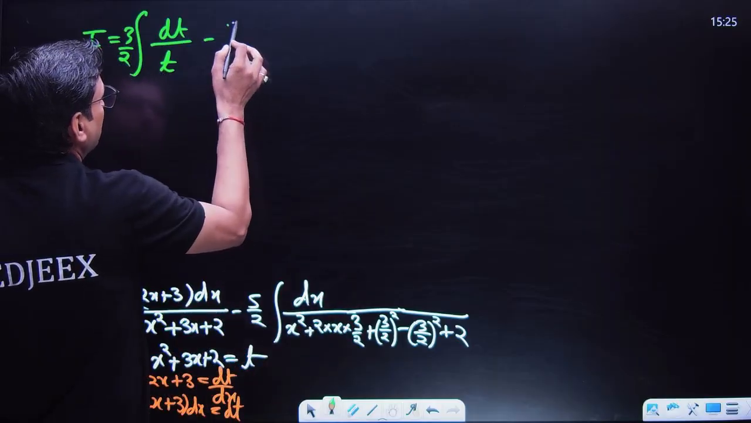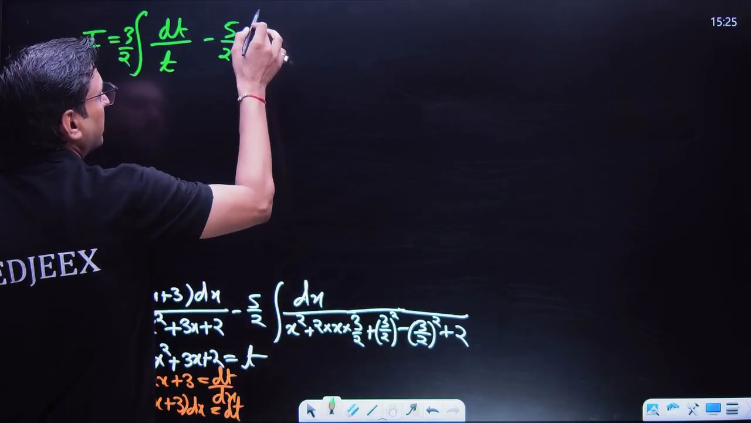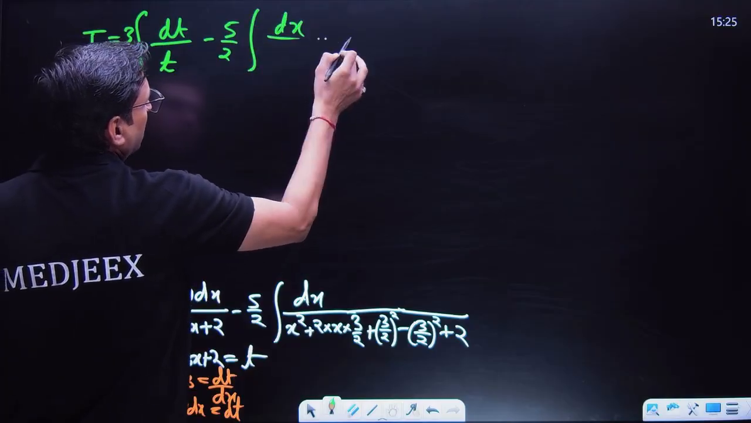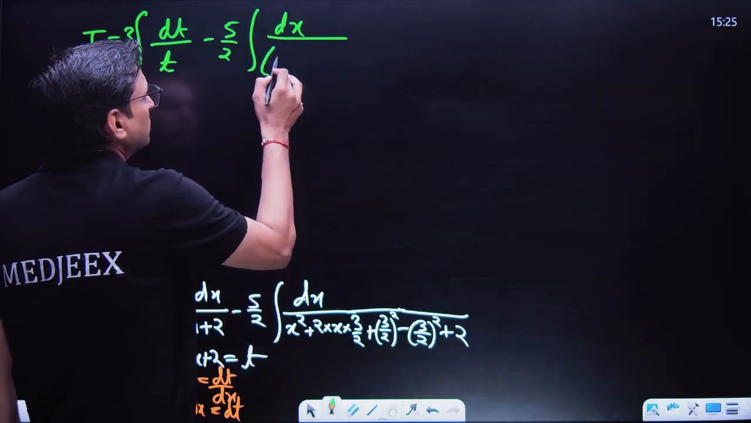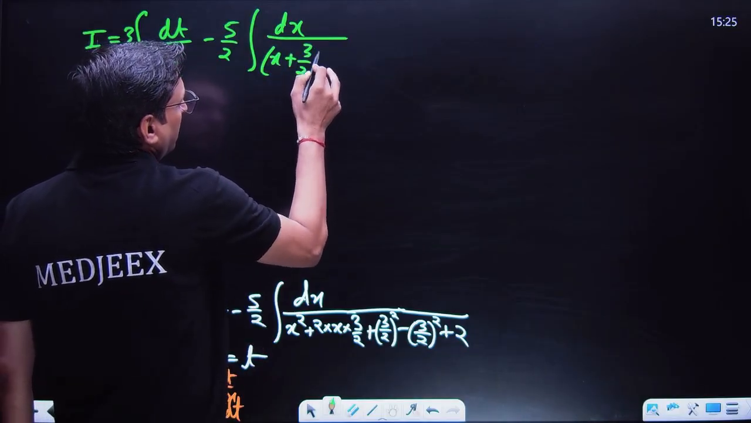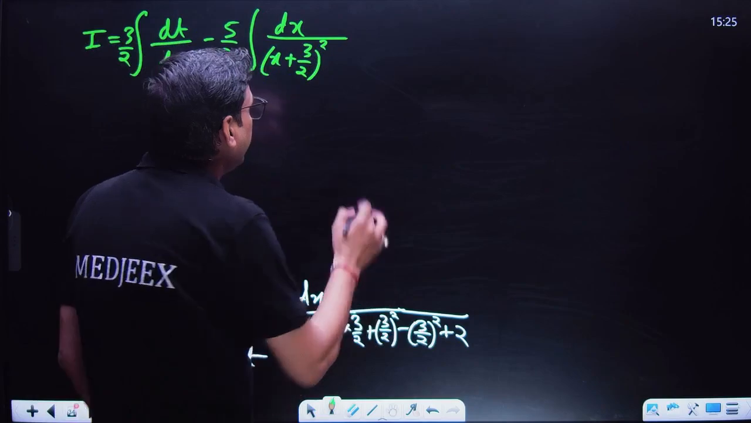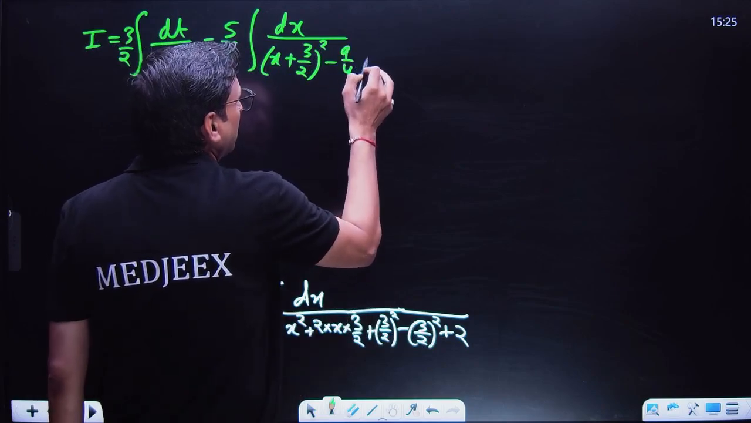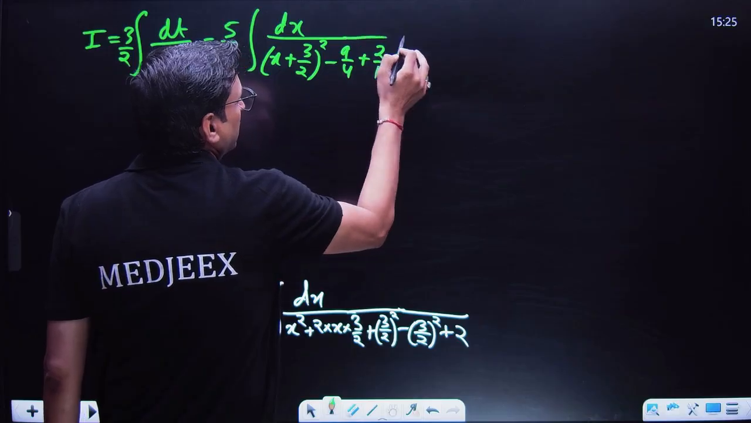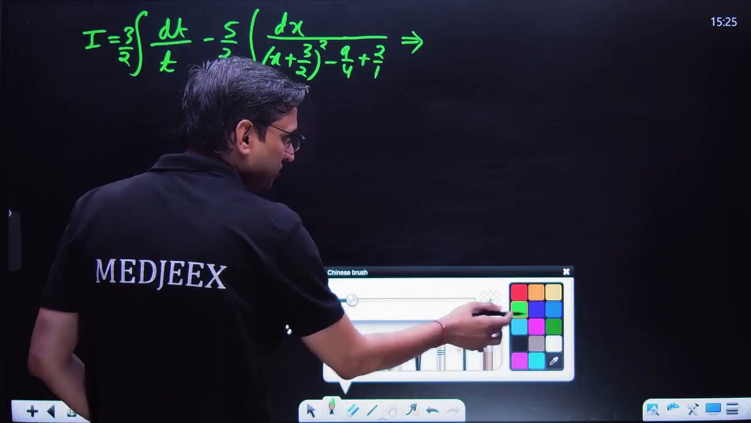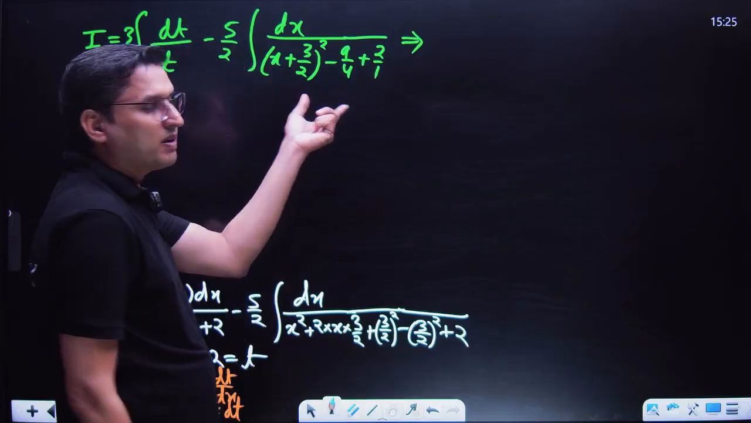Minus 5 by 2, and this will be written as dx upon x plus 3 by 2 whole square, and this will be simplified as minus 9 by 4 plus 2 by 1. Yes or no? Now students, just take a step and simplify it again.